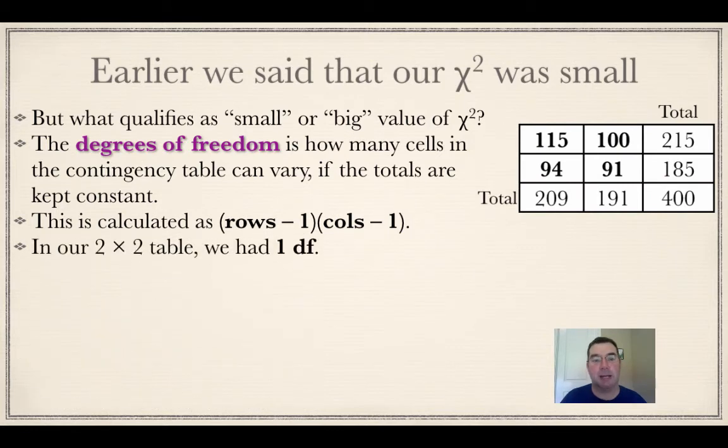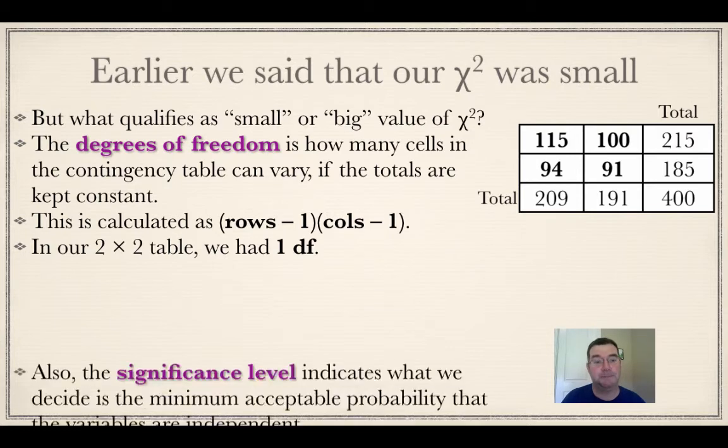So we had a 2 by 2 table. That means we only have 1 degree of freedom. And like I said, that's the first number in the table. Once that's in there, the totals are going to determine what the rest of the numbers have to be.